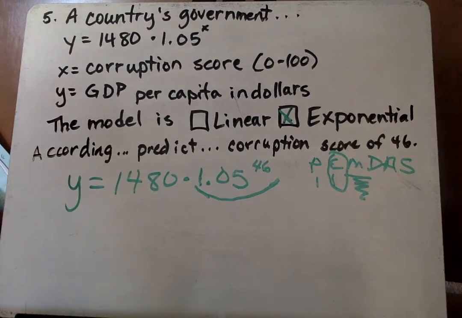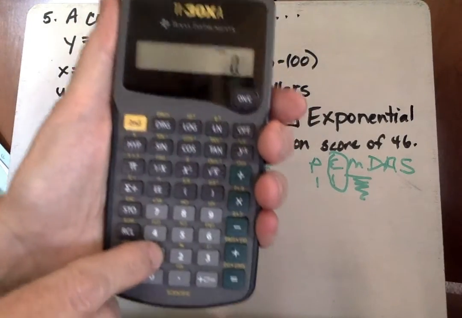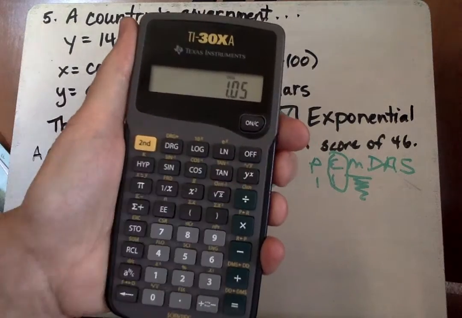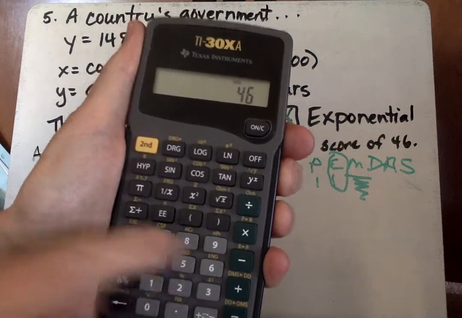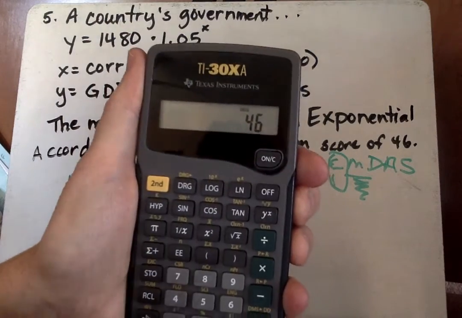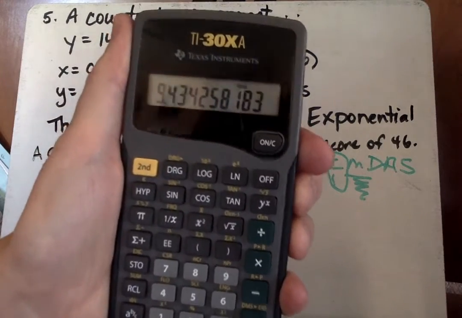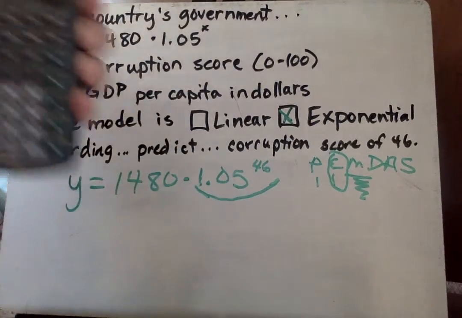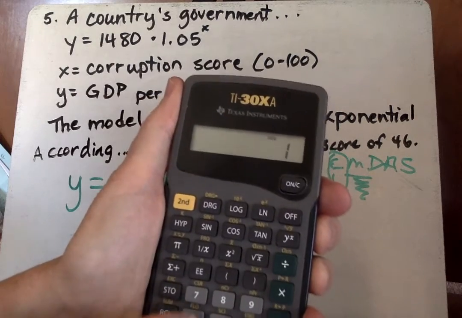So I'm going to take my handy dandy calculator and I'm going to say 1.05. Now for exponent, this is the y to the x power. So I'm going to say y to the x 46. Now I need to put equals here before I continue. It may be a big old long ugly decimal. That's okay. We just take that exponent and we're going to multiply that by 1480. So we don't need to write this down or anything. We just go times 1480.